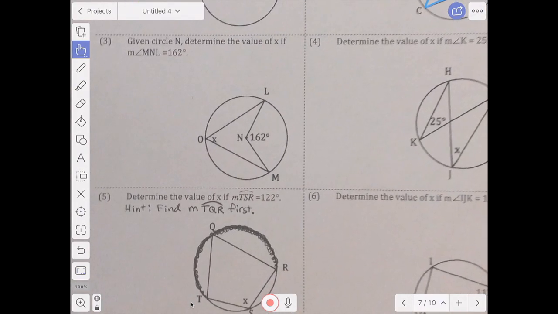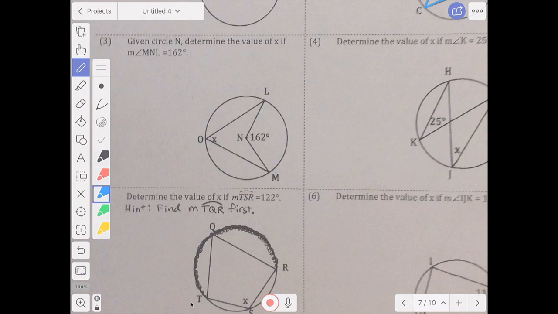For question number 3, the picture's slightly more complicated, but we're still following those same rules. If it's 162 degrees as the central angle, we know that the arc LM is also worth 162 degrees, and they're looking for the value of x. So they want to know how many degrees is in this red angle here. Well, that red angle is not a central angle. That red angle is an inscribed angle. So the value of x would be half as much as that 162. So 81 degrees for angle x.